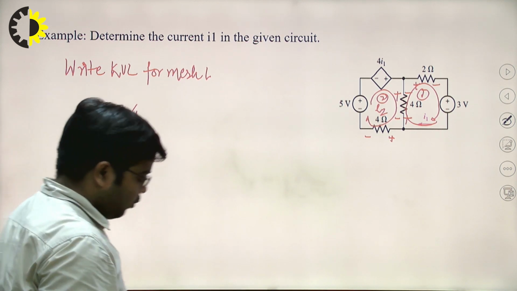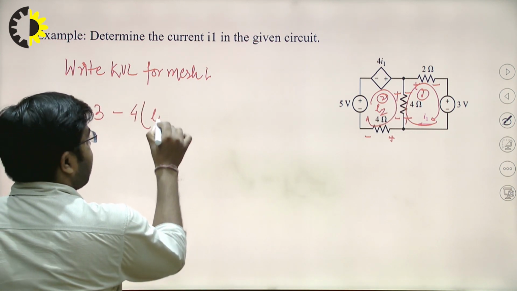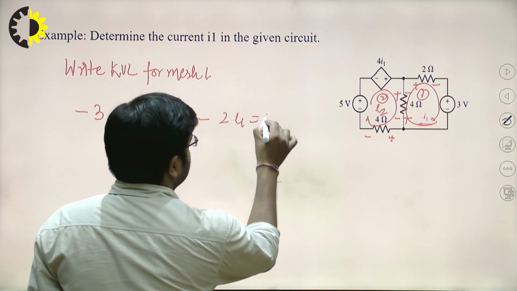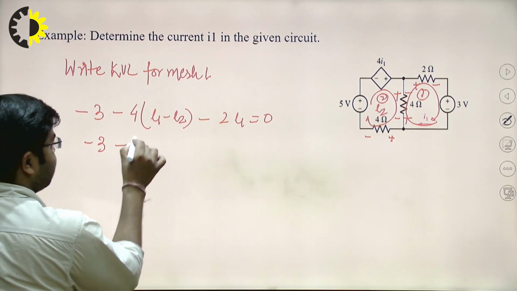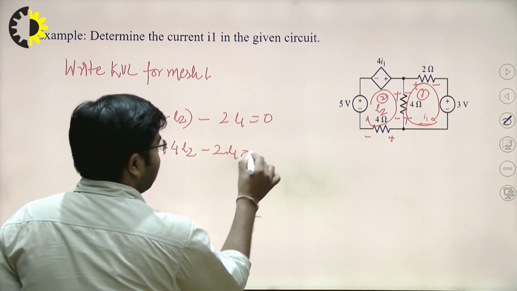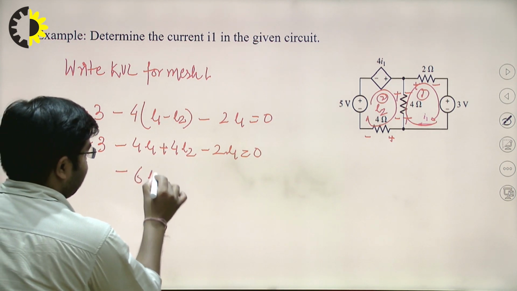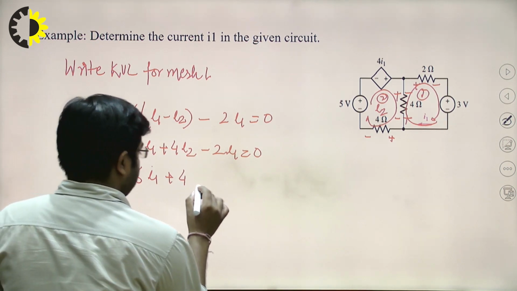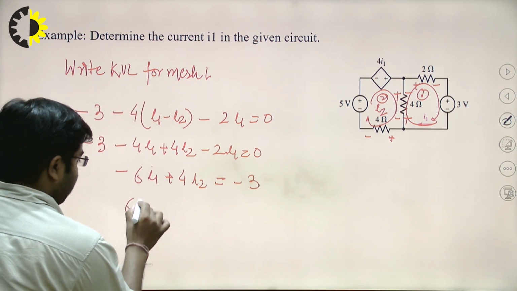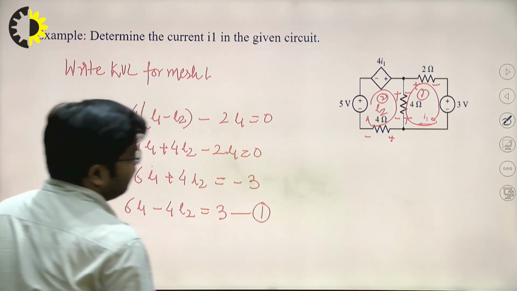So just write the voltage drop across this 4 ohm resistance. So this 4 (I1 minus I2), then minus 2 into I1, is equal to 0. So minus 3 minus 4I1 plus 4I2 minus 2I1 is equal to 0. So you can write minus 6I1 plus 4I2 is equal to minus 3. So you can write 6I1 minus 4I2 is equal to 3. Suppose this is equation number 1.